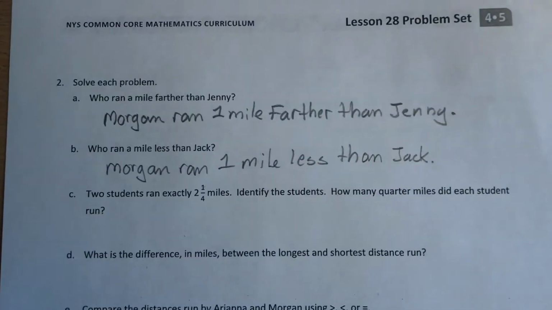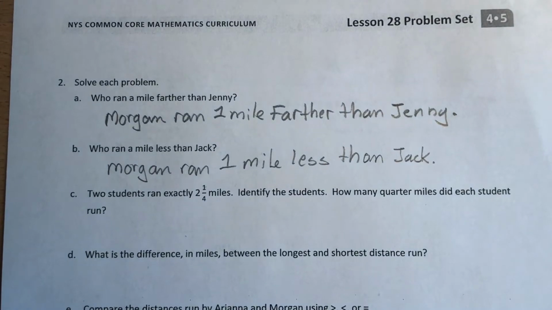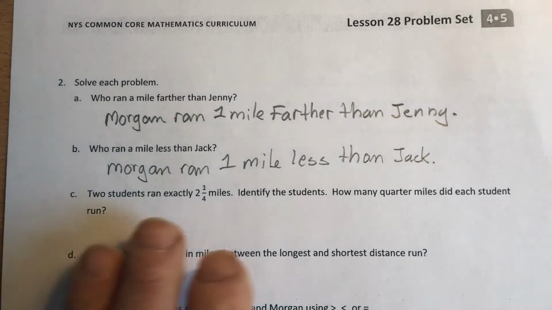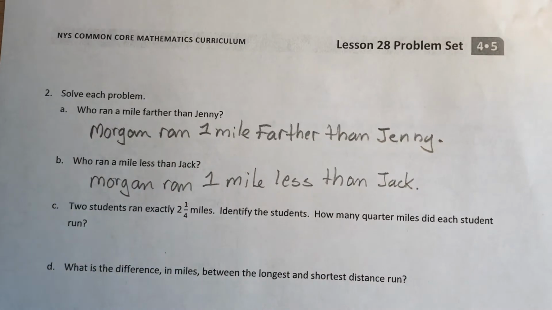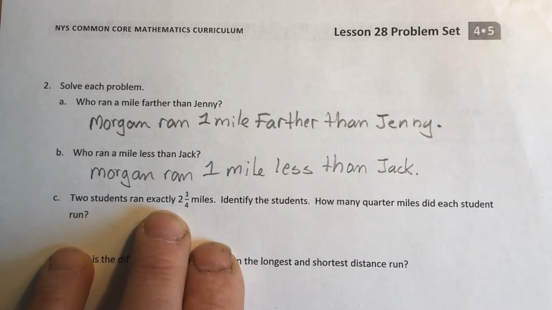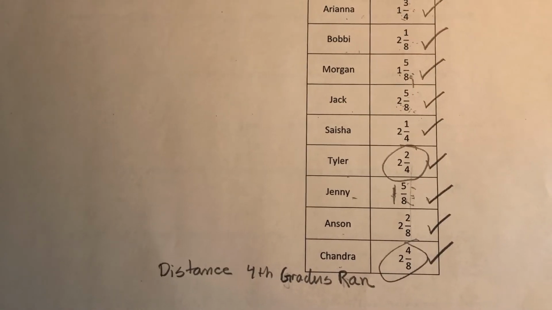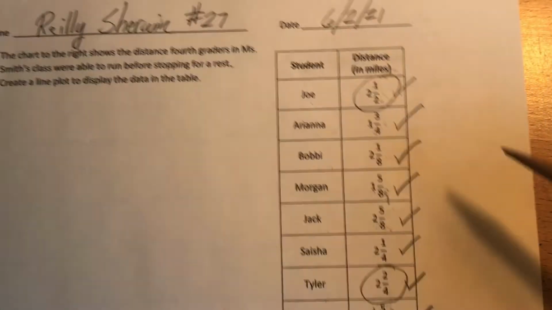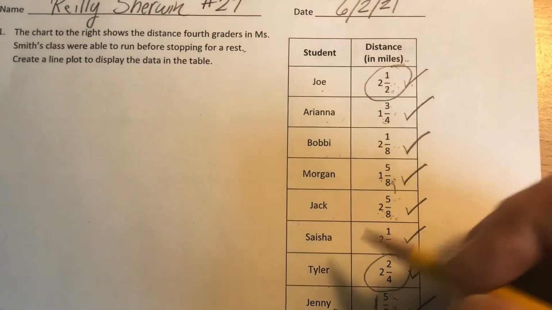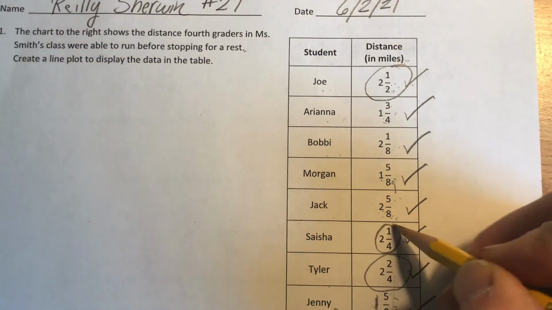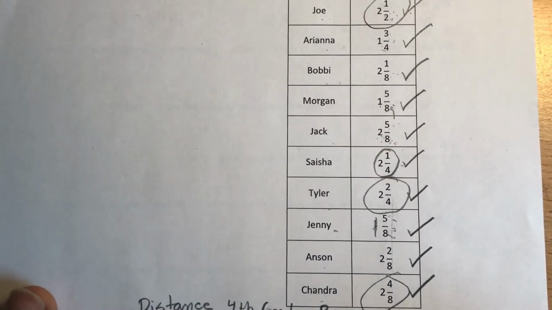Period. Okay. And then 2 students ran exactly 2 1/4 miles. Identify the students. How many quarter miles did each student run? Okay, so we've got like a 2-part question here. So we got to identify 2 students that ran exactly 2 1/4. So let's come down here. 2 1/4. So here's 2 and there's 1/4. So you see we've got that 2 X's right on there, okay? So I'm going to take a look at find 2 1/4 anywhere. So here's 2 1/4. So there's 1. Saisha, right? So Saisha ran 2 1/4.